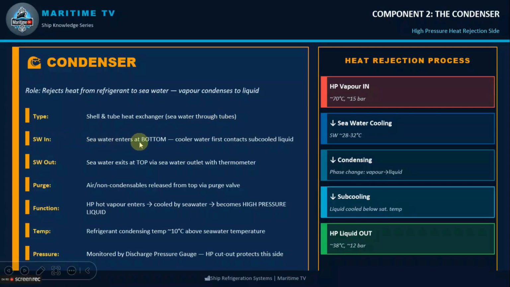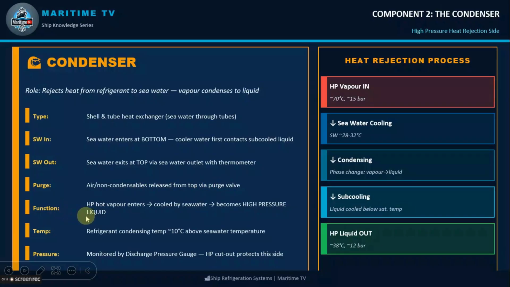Seawater in. Seawater enters at the bottom. Cooler water first contacts the subcooled liquid. Seawater exits at the top through the seawater outlet with thermometer. Also, we have an air point. This is where air or non-condensables are released from the top through a hand valve.